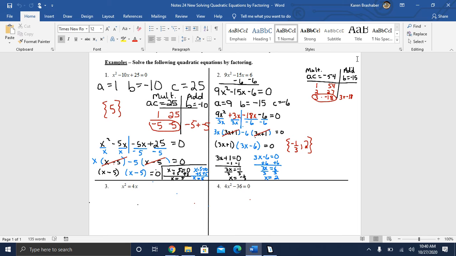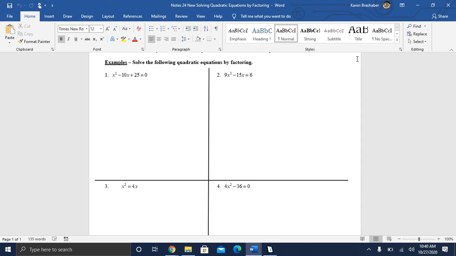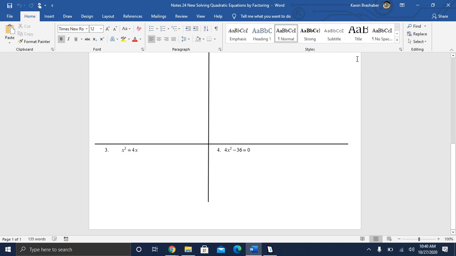All right, so if we move on to our question number 3, I'm going to clear the ink and scroll on up so I have plenty of space. So question number 3 is x squared equals 4x. Now, the temptation on a question like this is to just leave it like it is and divide both sides by an x. Doing that will eliminate one of your answers and will not give you a true picture of what your solutions are. So remember, your first step is that the equation has to equal 0.